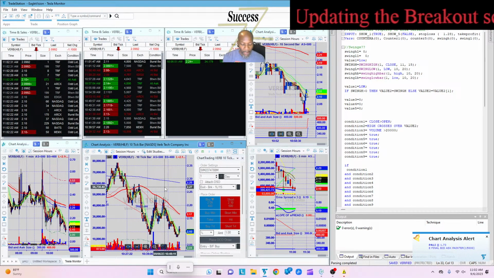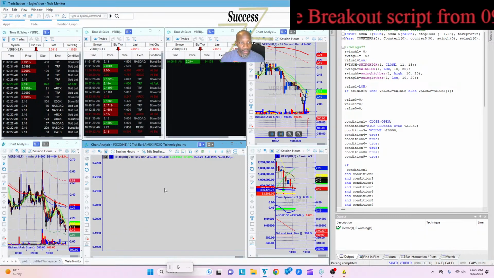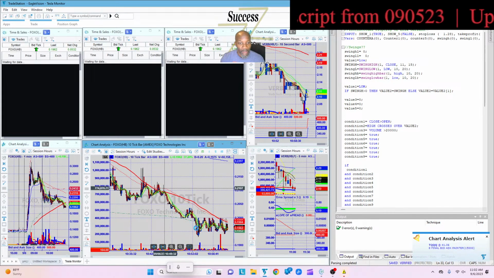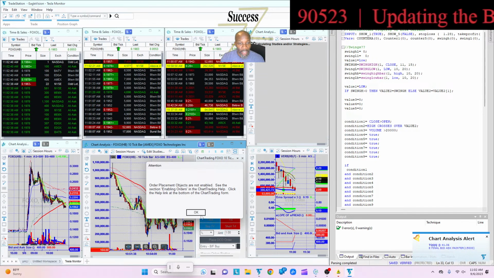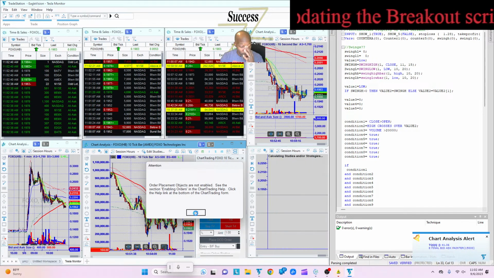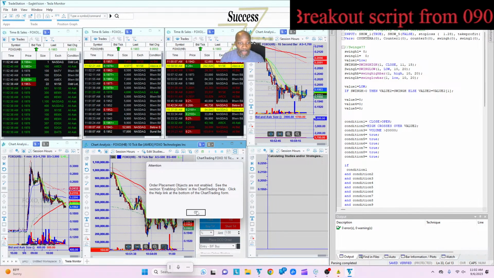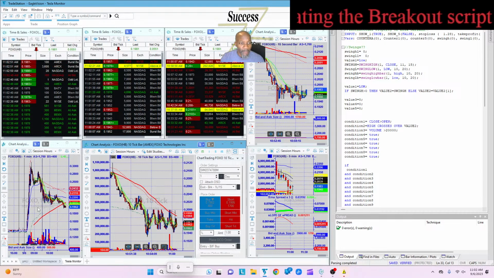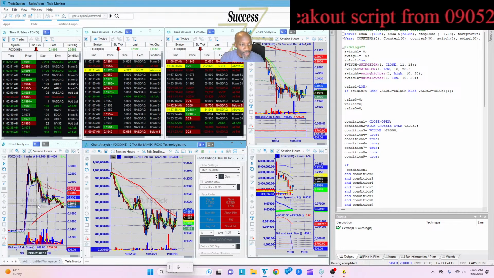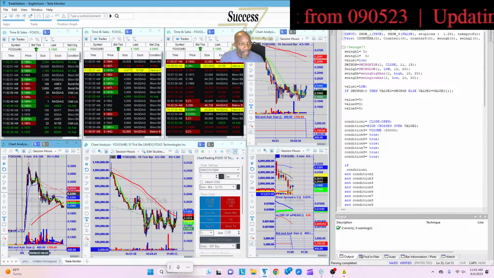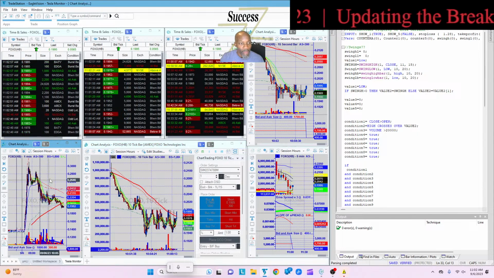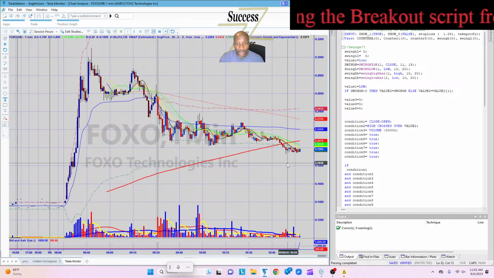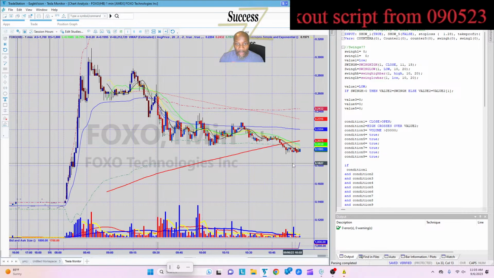FOXO at 10.58. Oh, that might be a support. But it's still got a long ways to go. So 10.58 is right around in here.